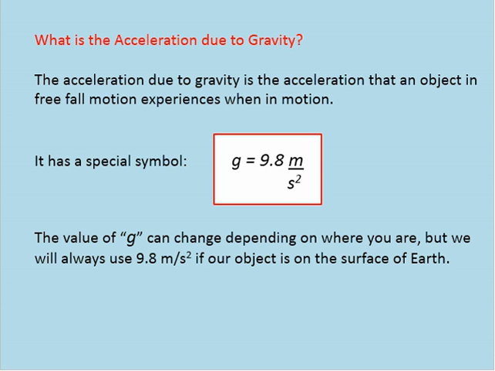Now on Earth, that acceleration due to gravity is 9.8 meters per second squared. That means when we neglect air resistance, when we drop something, that object accelerates at a rate of 9.8 meters per second every second. The value of g can change depending on where you are, because it has to do with the size of the force of gravity. But we're always going to use 9.8 meters per second squared because our objects are usually on the surface of the Earth.